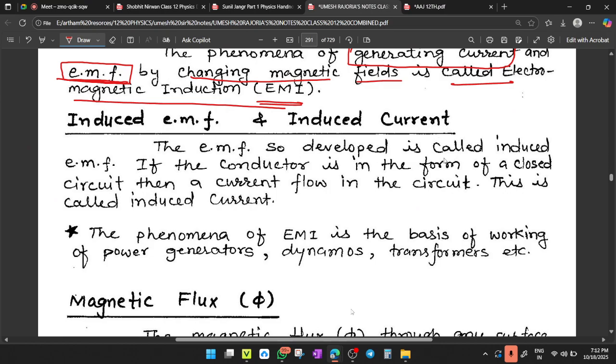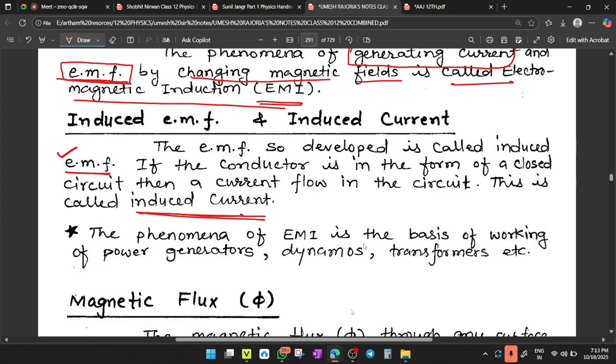The EMF so developed is called induced EMF. As I said, during this process of induction there is no type of conduction. The voltage produced, or you can say the EMF produced, because the maximum value of voltage is called EMF, across any two terminals of the circuit is called induced EMF, right? If the conductor is in the form of a closed circuit, then current will flow in the circuit. This is called induced current.